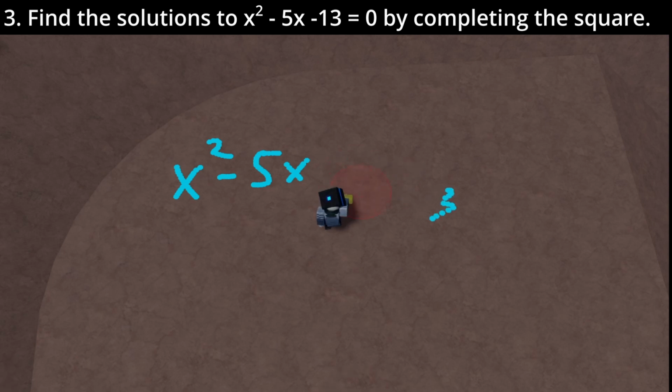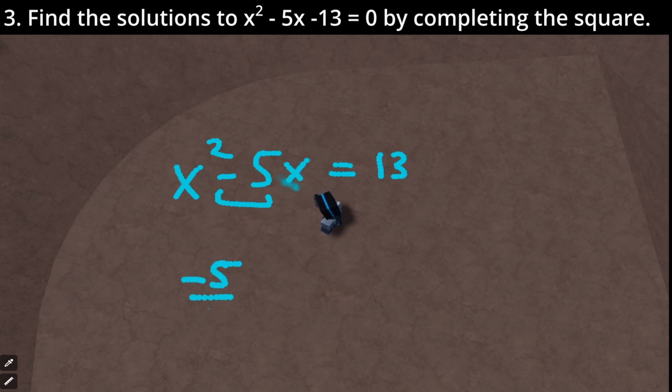And if I do that, I'm going to have x squared minus 5x is equal to positive 13. Now let's complete the square. To complete the square, take the coefficient on the x term and first divide it by 2. So I have minus 5 halves. Now you need to square that.